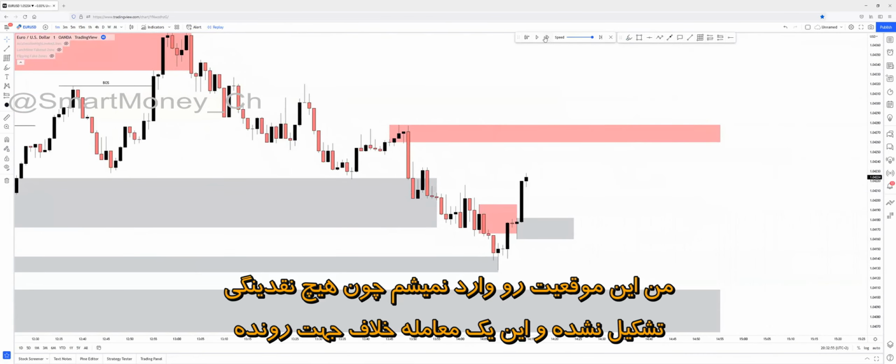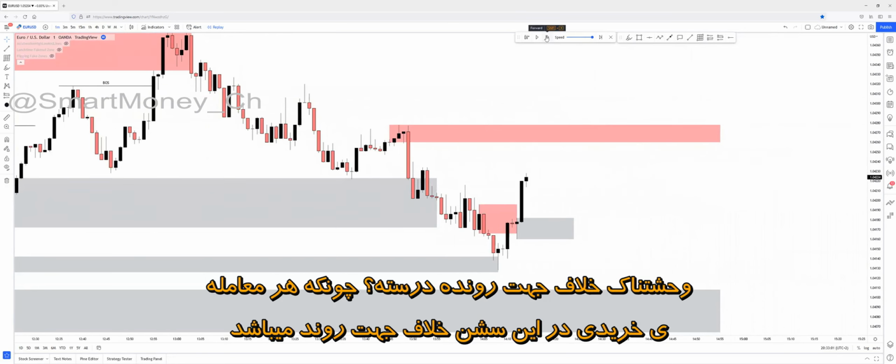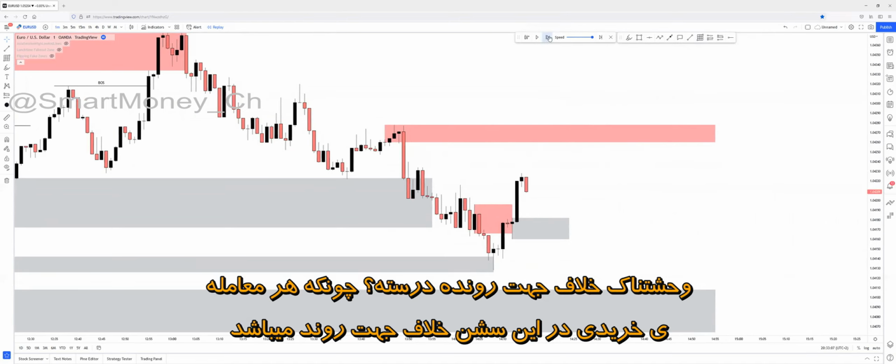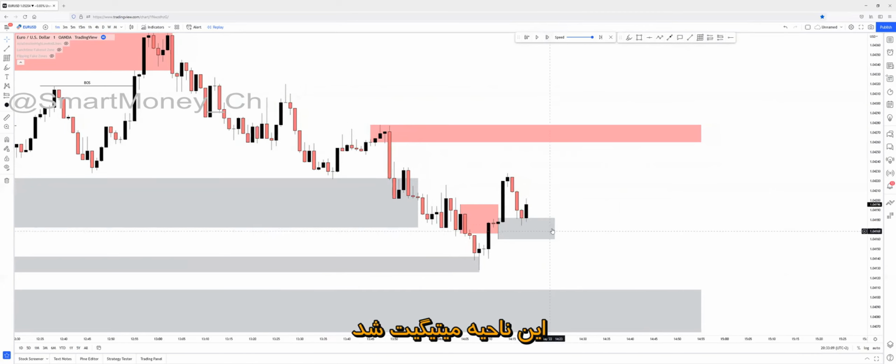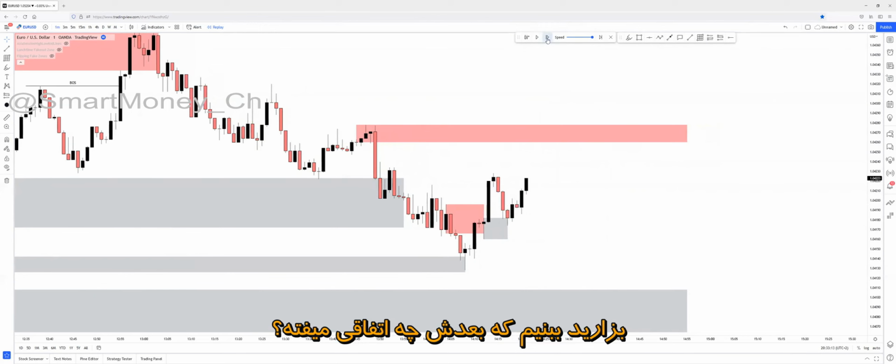So I will rather skip this trade because there's no liquidity creation, and this is a counter trend trade, an extremely counter trend trade, right? Because every single long in this session could be considered a counter trend movement. Mitigation has happened on this zone. Let's see what will happen after this.